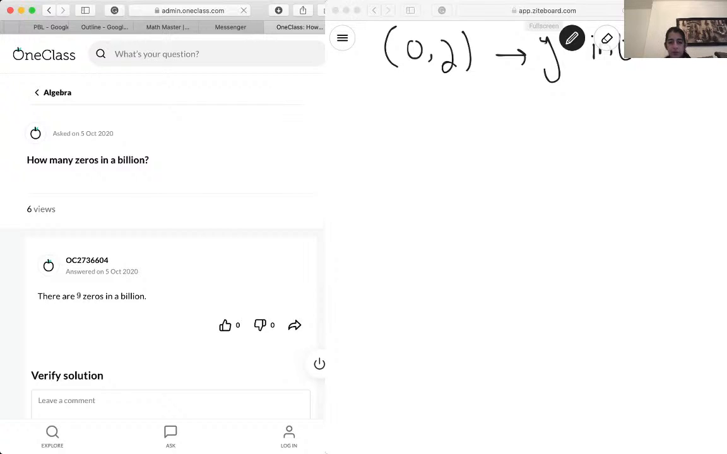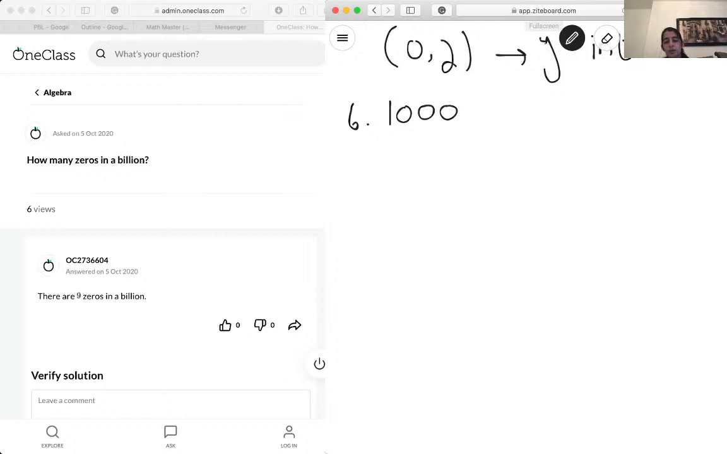This is a really simple question, but let me go through it. How many zeros are in a billion? So we're going to start out with our first unit measure, 1. Then we're going to add another 0. So that's our tens. If we add another 0, that is our hundreds. If we add another 0, that's our thousands. So that's 3 zeros.